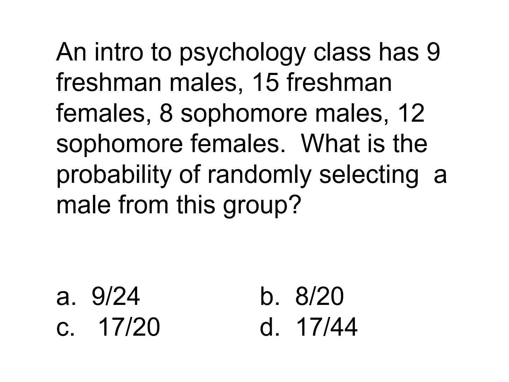So if we have an intro psych class that has 9 freshman males, 15 freshman females, 8 sophomore males, 12 sophomore females, probability of selecting a male from this group. Well, we need the total potential outcomes. How many people are there to select from? And we find that if we add all these together, we get 44. So we already know what the answer has to be, but then out of those 44, what's the probability of selecting the males? 9 freshman males plus 8 sophomore males, we get 17 out of 44 as our probability here.